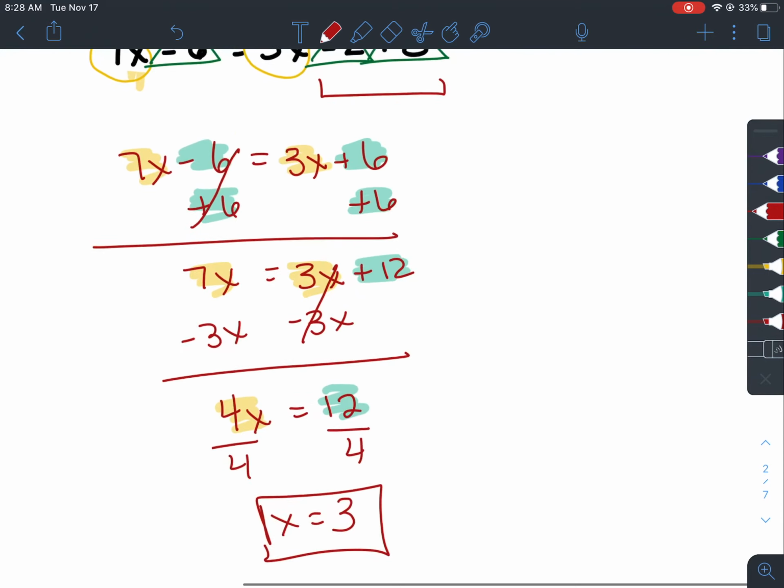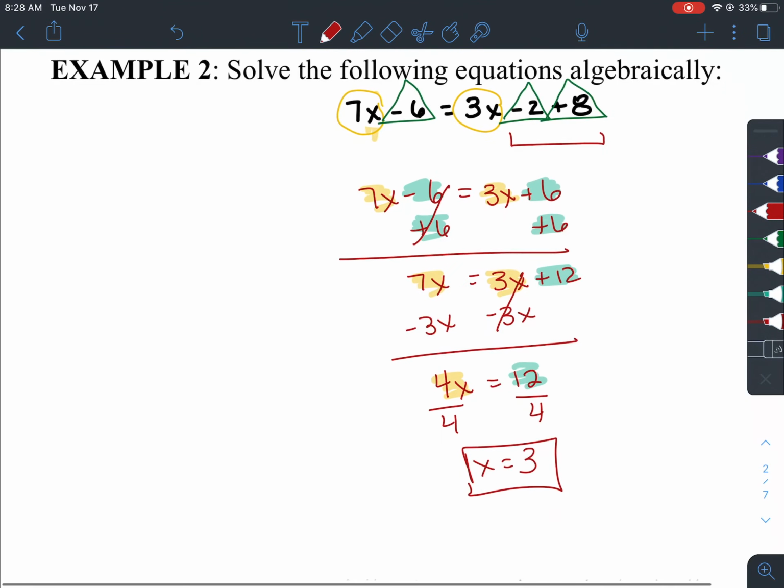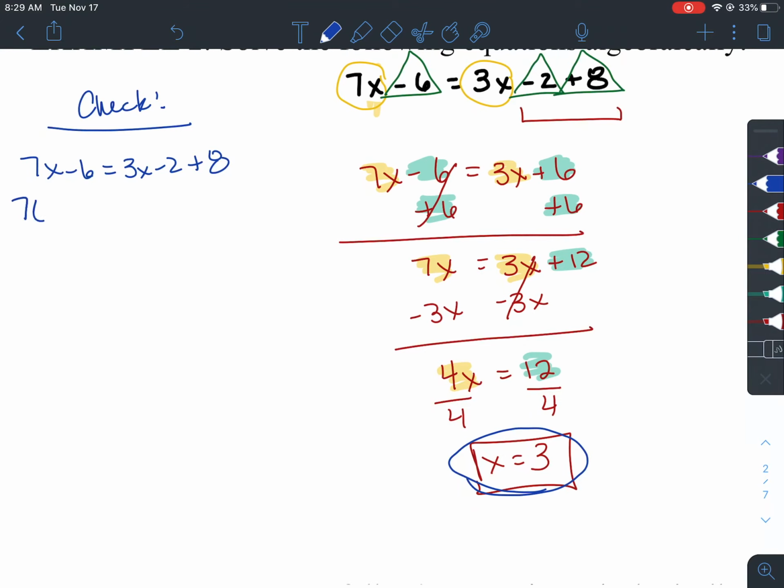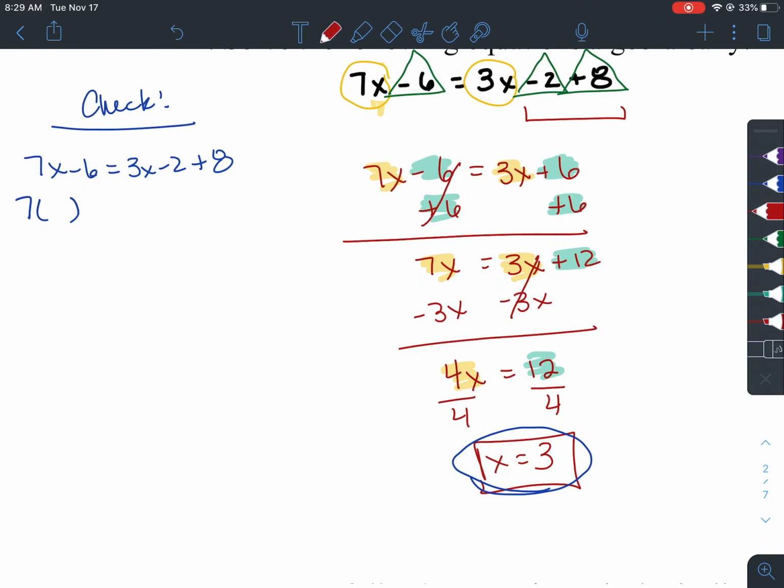One last bit, of course, I didn't do this in the last video, but you can always check your work. To check your answer, you're going to rewrite your equation, then you're going to plug in what you got for x, which is 3. So it'd be 7 times 3 minus 6 equals 3 times 3 minus 2 plus 8.